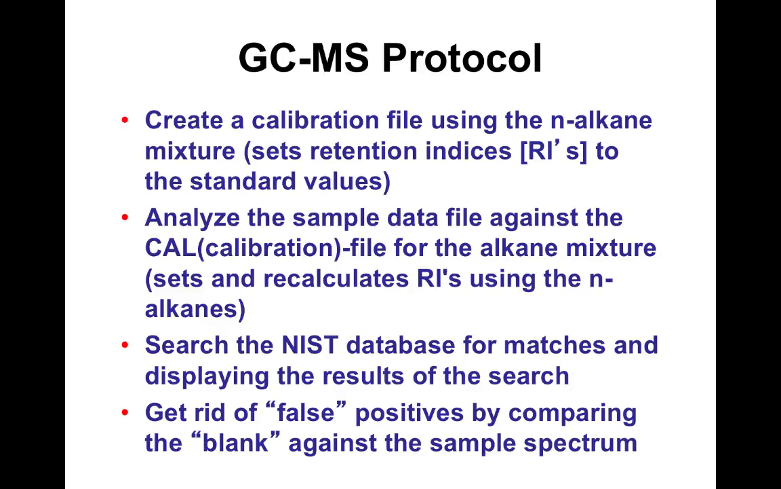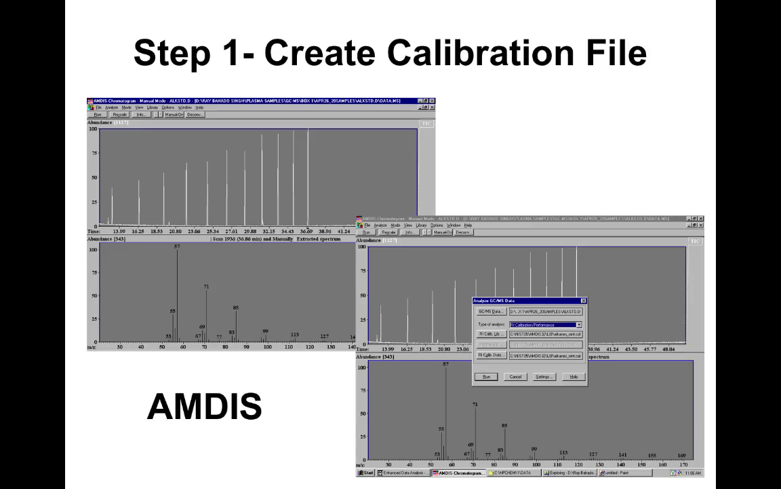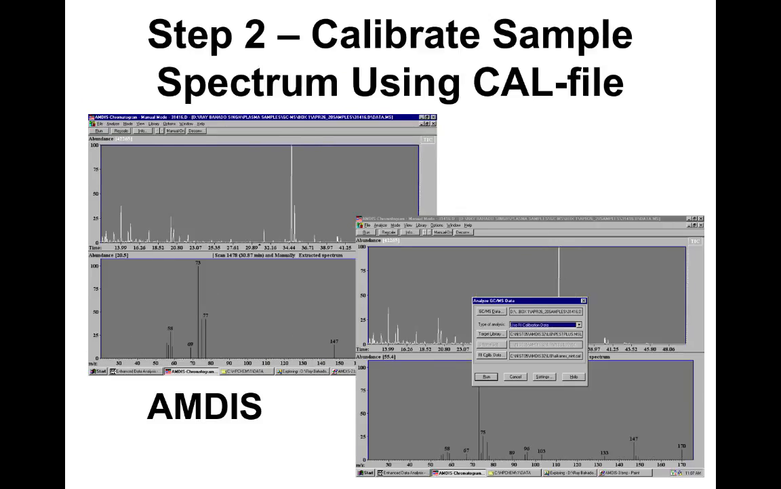Through that matching, some of it automatic, some of it manual, it'll also allow you to get rid of the false positives that are in the blank. So here is the AMDIS tool that's allowing you to create this calibration file. We're not going to run AMDIS, I'm just showing some screenshots. And you can see the alkane standards as they're marked in there. It then reads them in and calculates your retention indices for the actual spectrum.